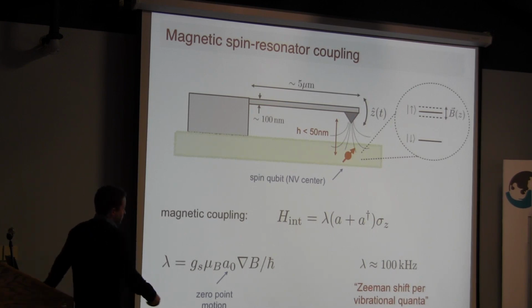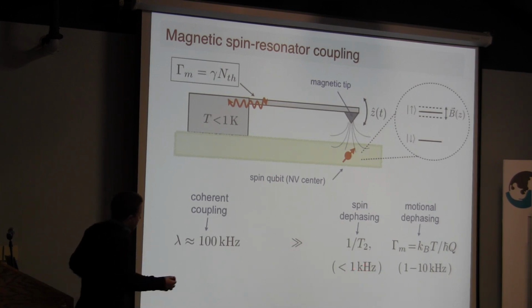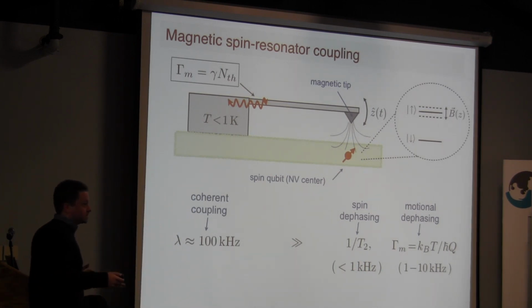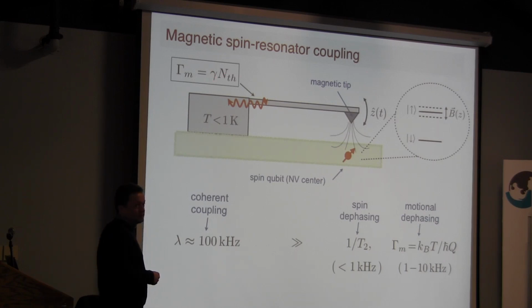So the question is, is this 100 kilohertz a lot, or what do you compare it to? This is a coherent coupling, so we have to compare it to the main decoherence sources. One is spin dephasing, but people are now very good at controlling the spin, so this can be in the order of kilohertz, or much lower. The other crucial decoherence mechanism, we have heard this many times, is the damping of the mechanical system times the thermal occupation. I think this was pointed out yesterday in quite some detail.